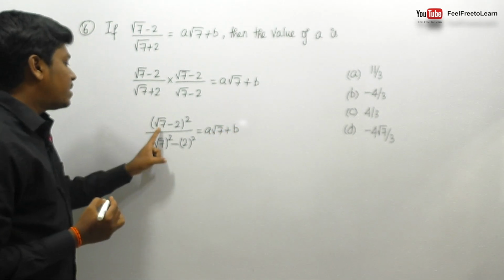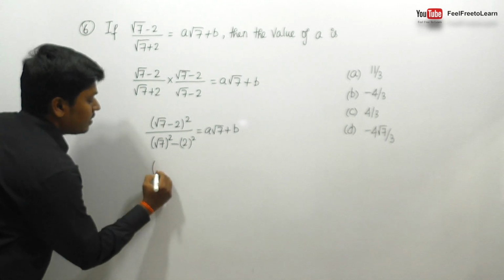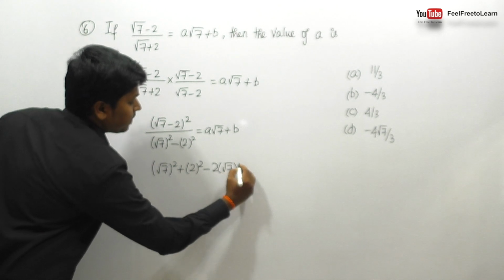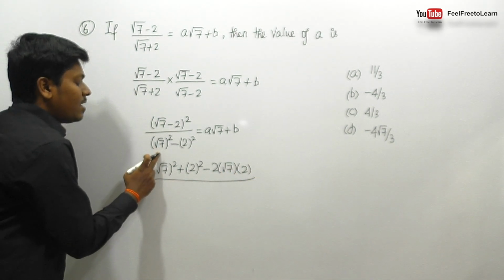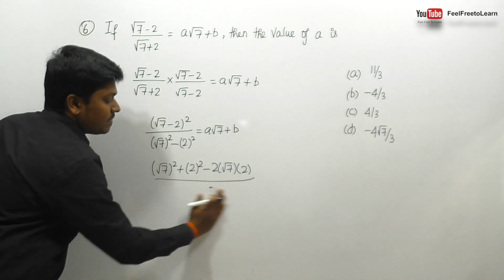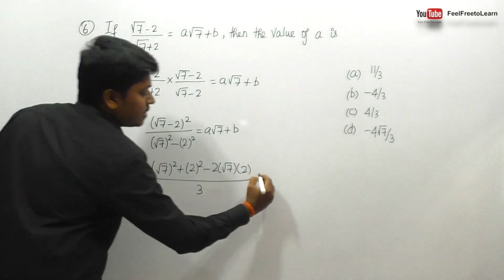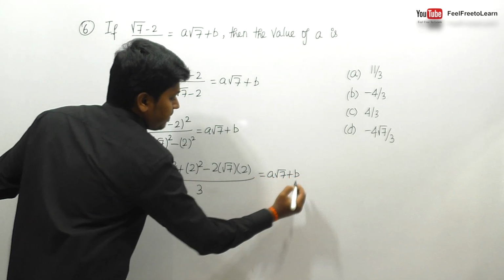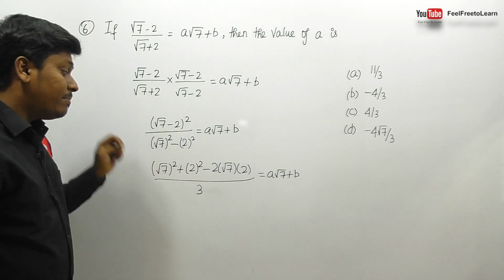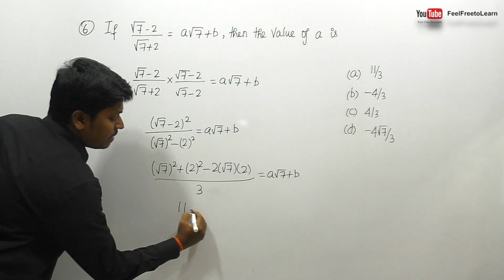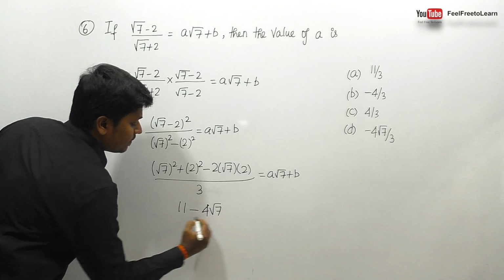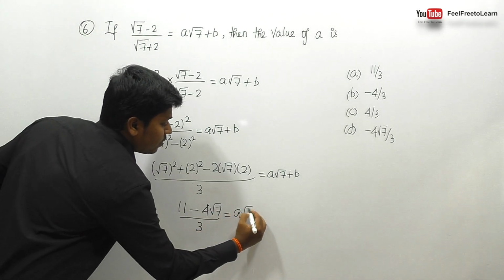So friends, this looks like the format called a minus b the whole square. So a square plus b square minus 2ab, right? So divided by, root 7 the whole square, the resultant will be 7, right? So 2 square will be 4. So 7 minus 4, the resultant will be 3. So finally we got the denominator 3, is equal to a root 7 plus b. So friends, root 7 whole square can be written as 7. So 2 square will be 4. So 7 plus 4 will be 11. So 11 minus, here 2 into 2 will be 4, so 4 root 7. So 4 root 7 divided by 3 is equal to a root 7 plus b.